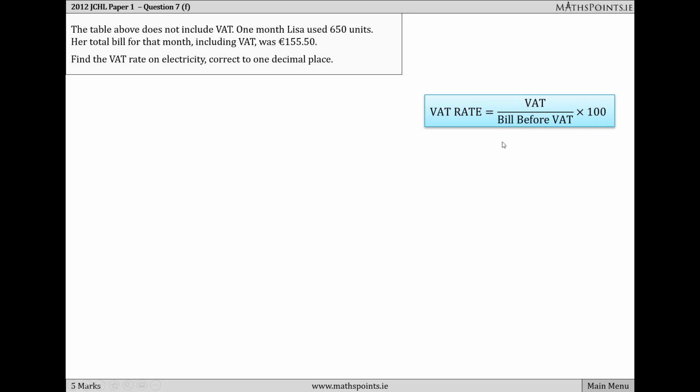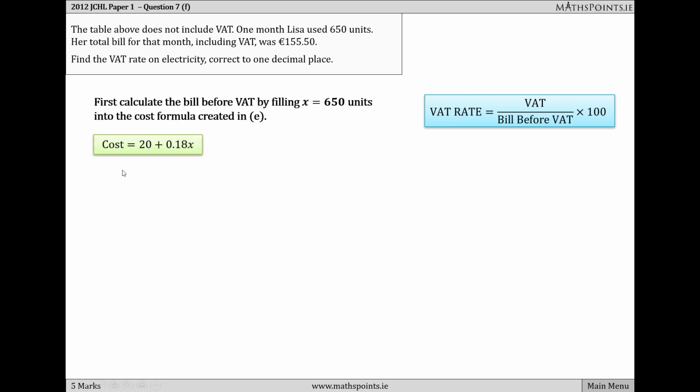And so what we're going to do is use the formula we created to find the bill before VAT. We'll subtract this from 155.50 to calculate the VAT. So 650 units isn't a number on our table, and so if we take our formula that the cost is equal to 20 plus 0.18x, we sub 650 in for x, the number of units used, we multiply it by 0.18 and add it to the 20, and we get that the price of the bill before VAT for 650 units is 137 euros.